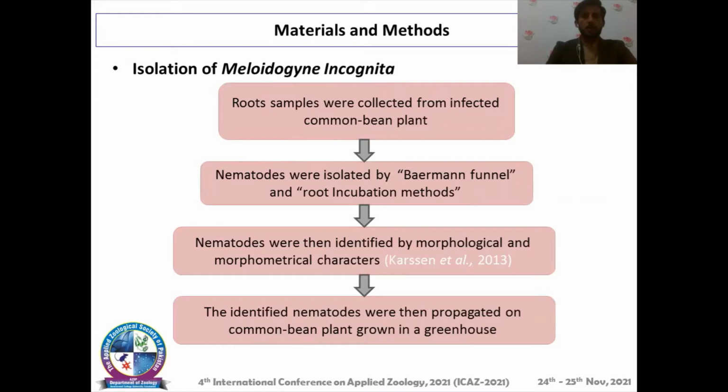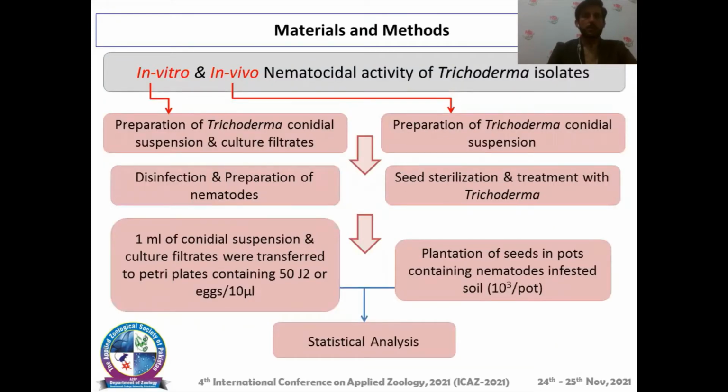Isolation of Meloidogyne incognita. Root samples were collected from infected common bean plants. Then nematodes were isolated by the pollen method and the root incubation method from the common bean roots. The isolated nematodes were identified morphologically and morphometrically. The identified nematodes were then propagated on common bean plants grown in greenhouse conditions.